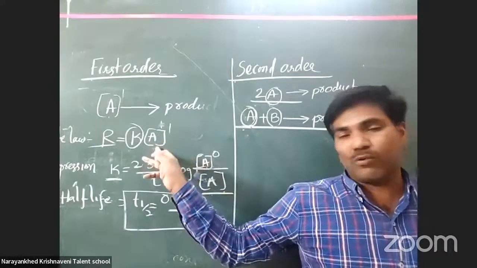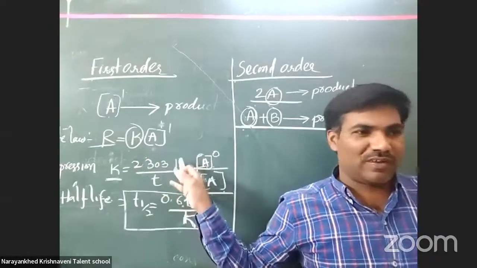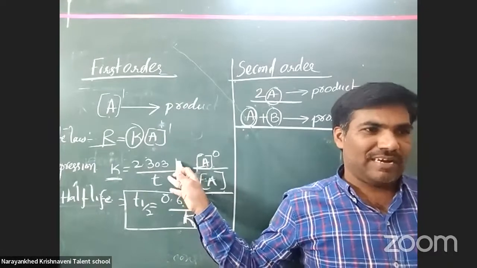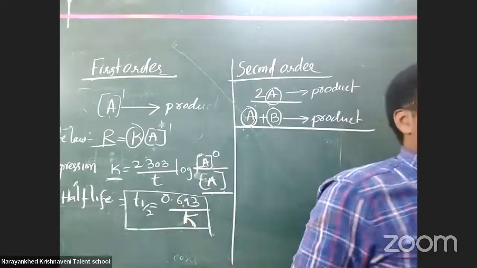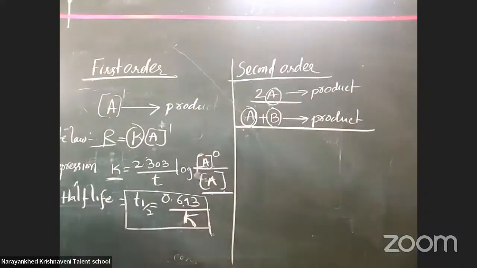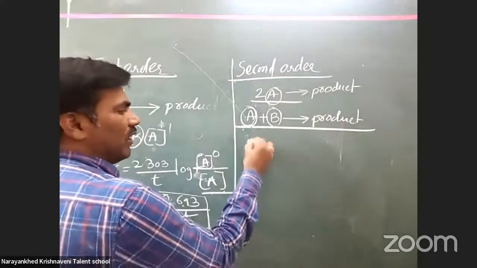No need to learn by heart up to the rate law. Yes, but learning by heart is required for the rate constant and the half life of that reaction. What is the rate law for the second order reaction? The rate law becomes K A to the power of 2, or K A and B. In our textbook, they have given it somewhat wrong.